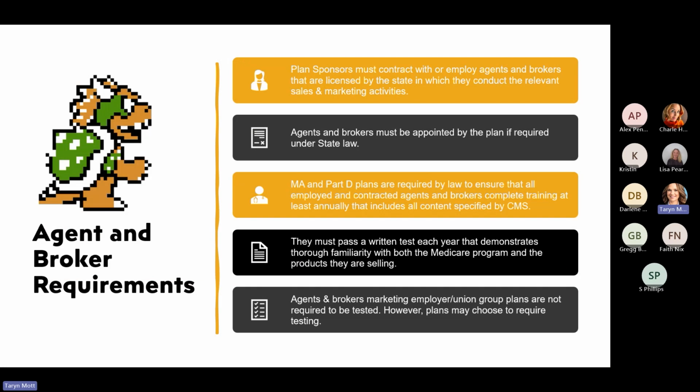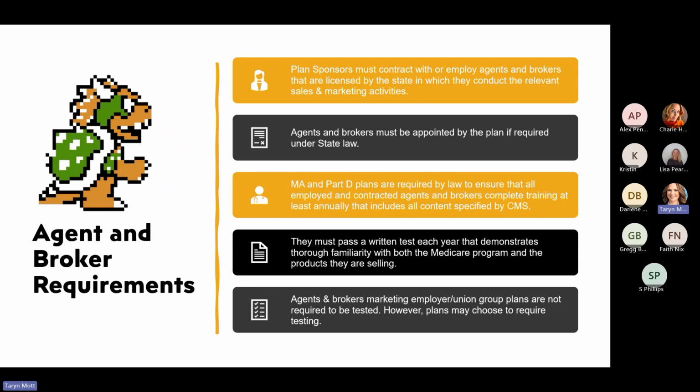Agent and broker requirements. Plan sponsors must contract or employ agents and brokers that are licensed by the state in which they conduct relevant sales and marketing activities. That is on the test. Agents and brokers must be appointed by the plan if required under state law.